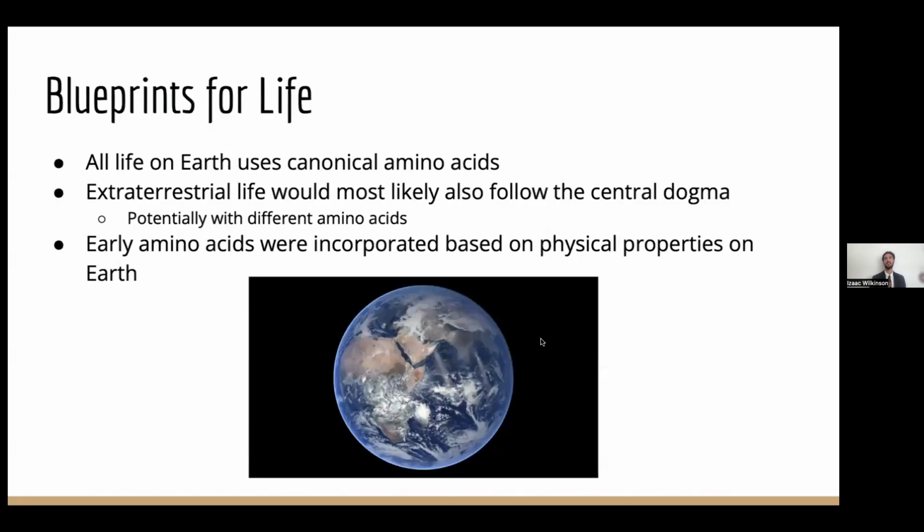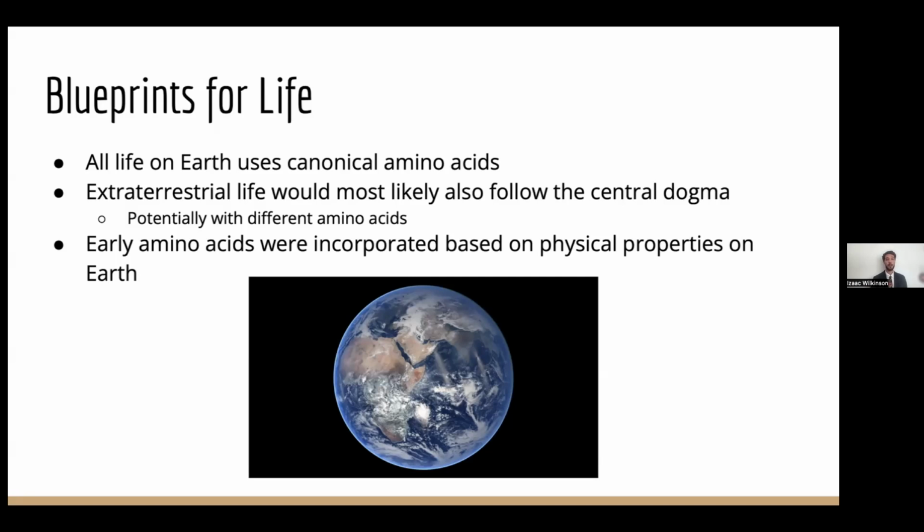And why does this matter going forward? What we know on Earth, like I said at the very beginning of this presentation, is all life uses these canonical amino acids. And not only that, all life also uses the central dogma to explain the flow of genetic information. We would be able to assume that if life exists extraterrestrially, it would probably also follow that same central dogma as all life on Earth does, but it could potentially follow it with different amino acids.